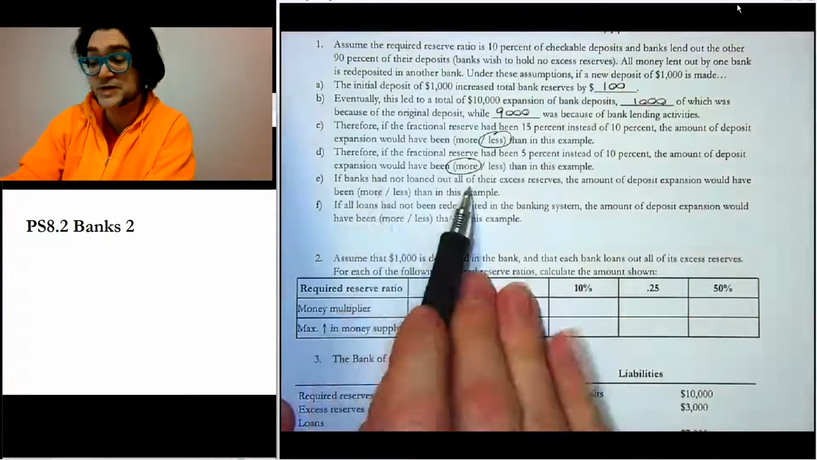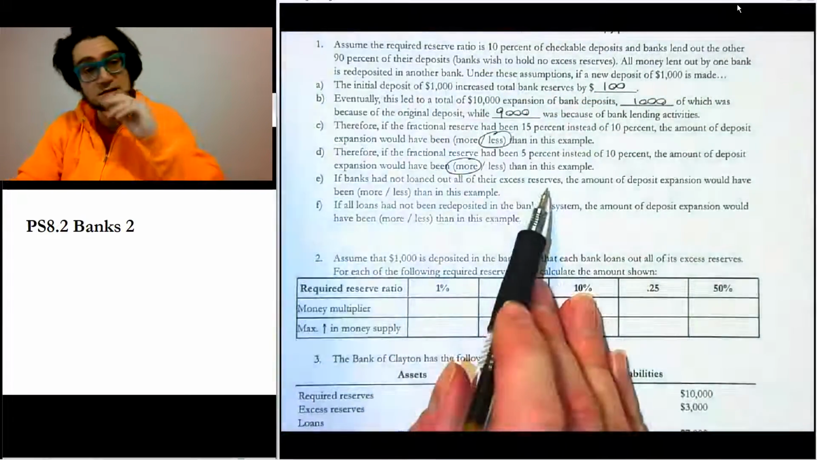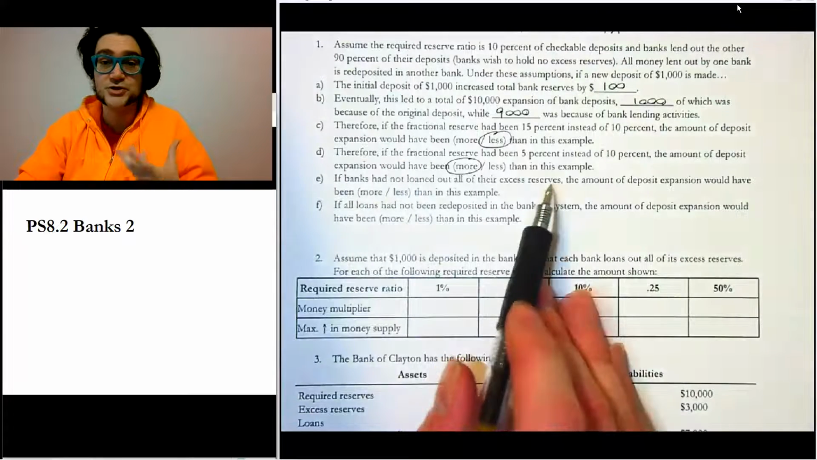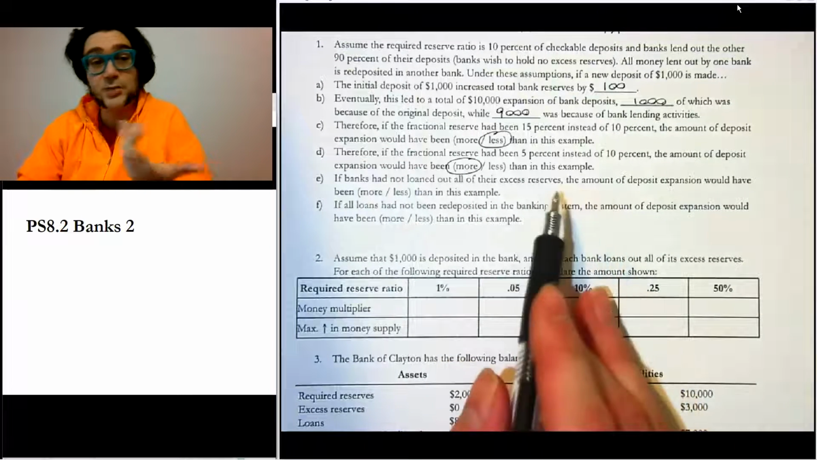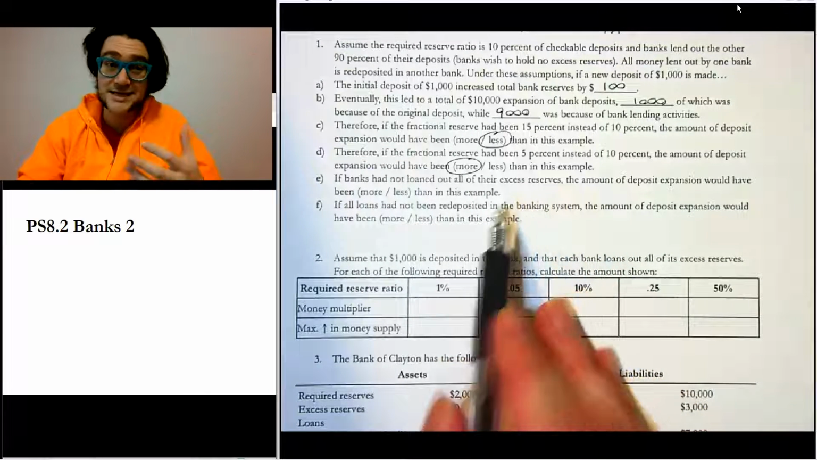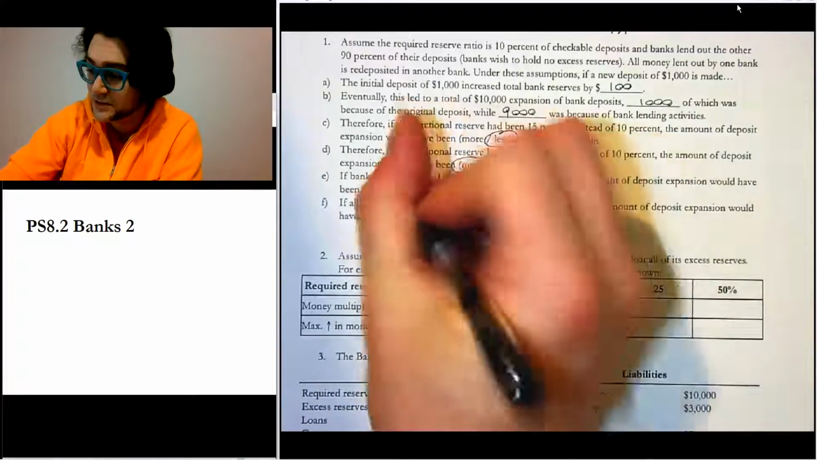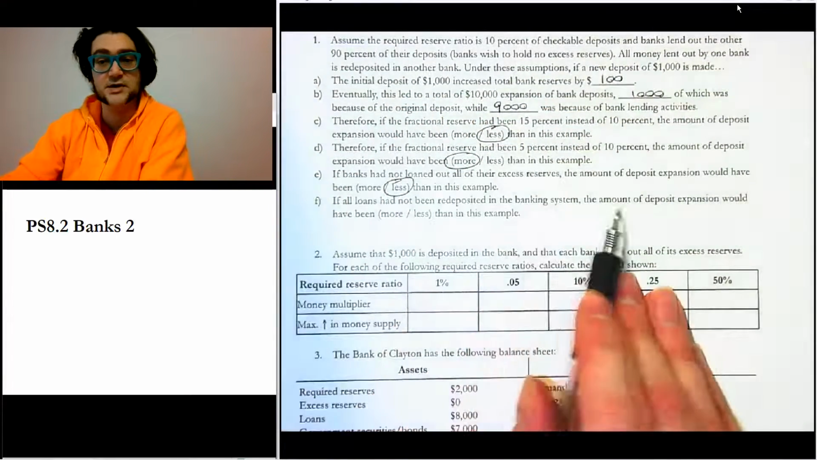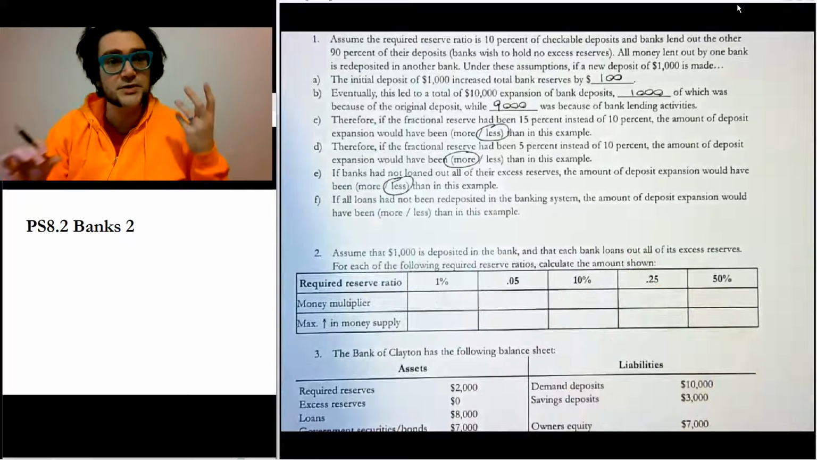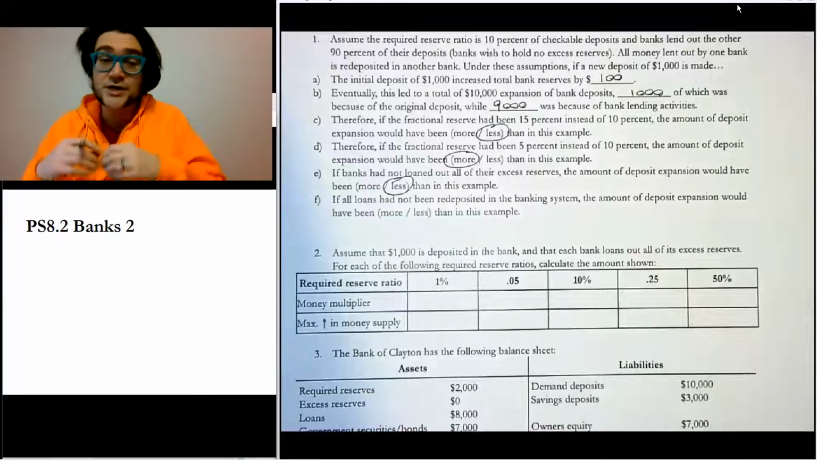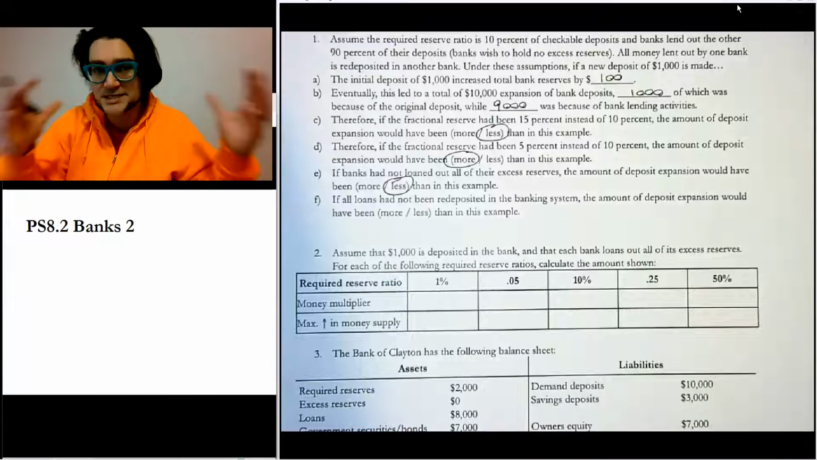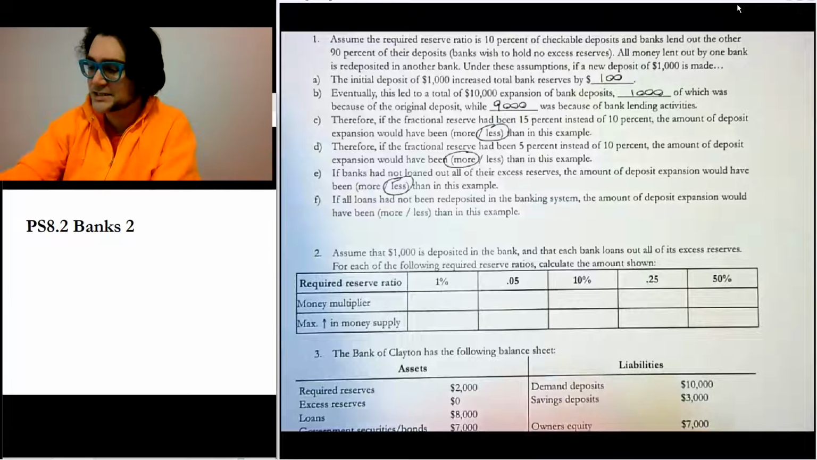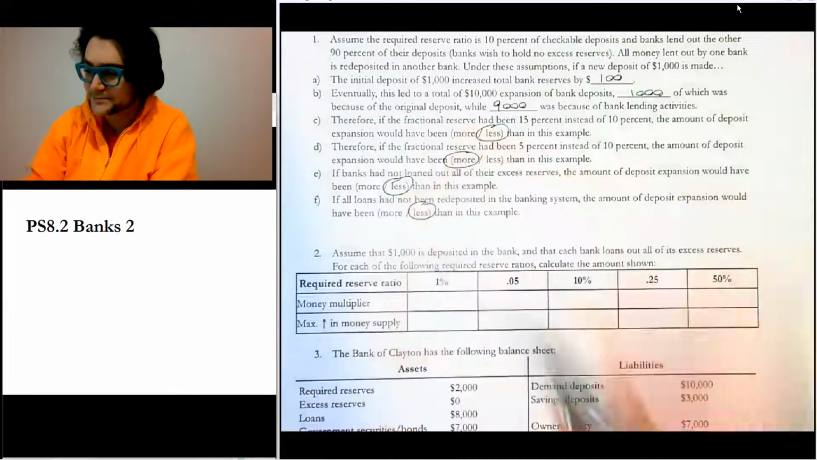And if banks had not loaned out all their excess reserves, if they said, let's hold on to a little bit of extra cash, the amount of deposit expansion would have been more or less. Well, again, less lending, less money expansion, so less. If all the loans had not been redeposited in the banking system, the amount of deposit expansion would have been more or less. So if people held on to some cash, that again interferes with the bank's ability to lend out money, and so we would say less.